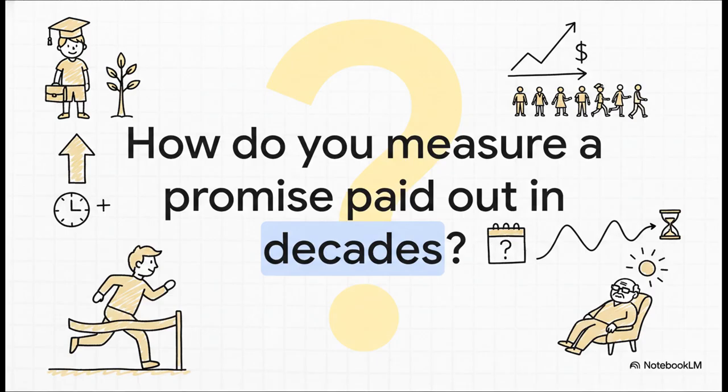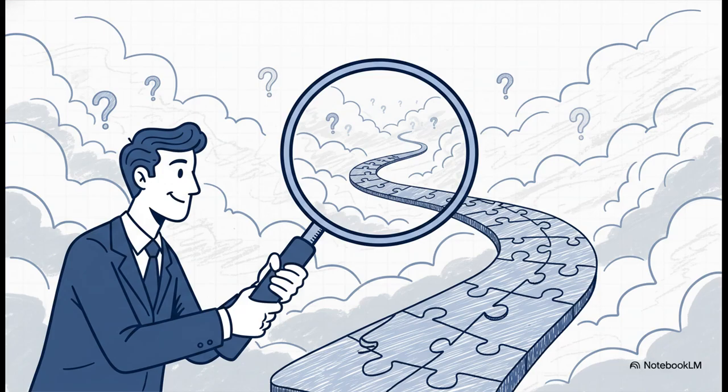These are incredibly tough questions, but accounting rules say you have to come up with a number for them right now. So the answer, of course, isn't a perfect, certain number. You can't have one. It's impossible. The answer is a very disciplined, very careful process of estimation.